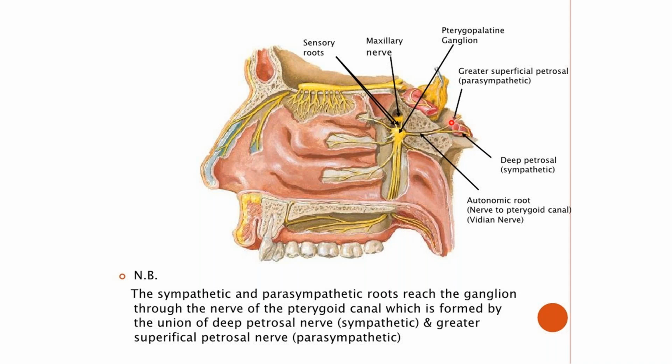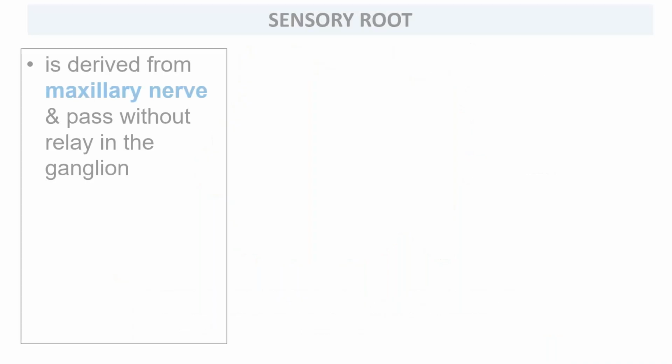This is how the greater petrosal and the deep petrosal nerve appear, and this is the pterygoid canal, which contains the nerve to pterygoid canal. This much pathway was common to both. The only thing is the origin from the lacrimatory nucleus and facial nerve was in the parasympathetic, and from the internal carotid plexus was for the sympathetic route.